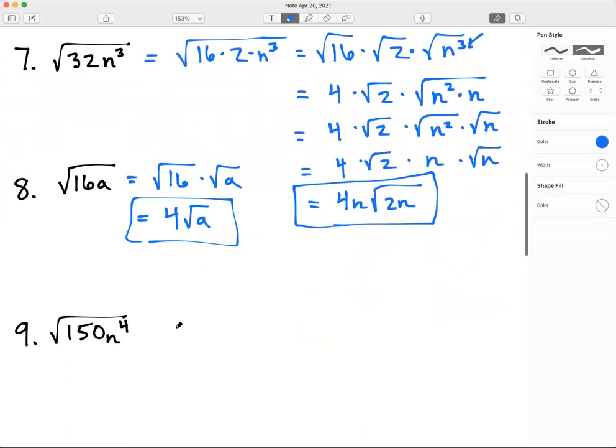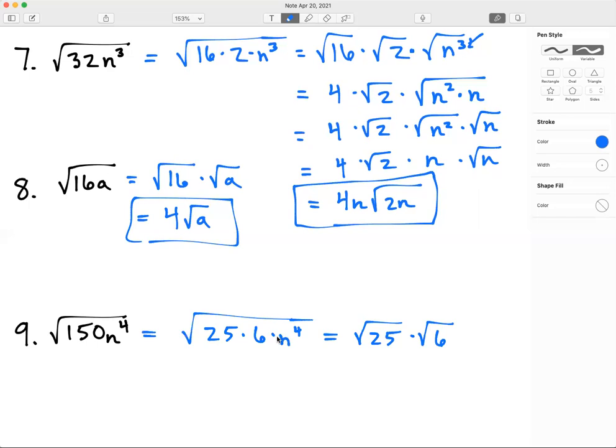Number 9, 150 n to the 4th power. So 150, what on earth? That's a big number. Well, is it a perfect square? Look at your chart. You'll see that it is not. So what perfect square goes into it? Well, that's 25. So I'm going to go 25 times 6 times n to the 4th power. That's how I'm going to write that. Now, I can take the square root of 25, no problem. We've got the square root of 6, that'll stay as is. And then we've got the square root of n to the 4th power.